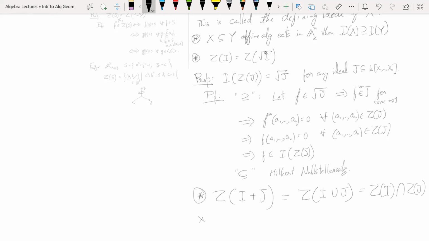Similarly, these are just tautology. So this is the set of points which vanish for every polynomial in I plus J, the ideal generated by I and J. But we know that that is the same as the points which vanish at every polynomial in I and which vanish at every polynomial contained in J. So this step is sort of tautology, and this step is what we discussed earlier. Yeah.